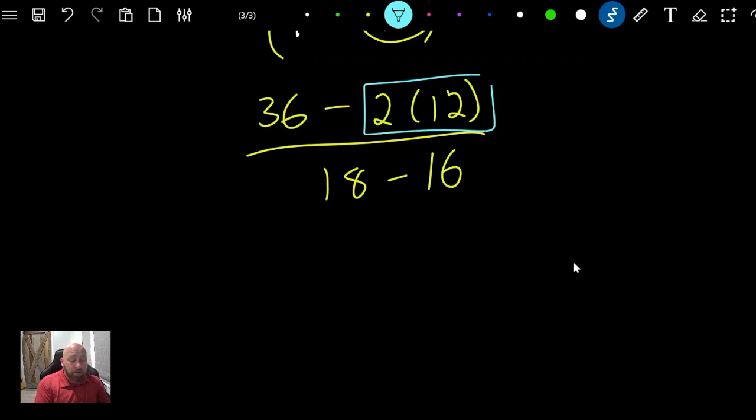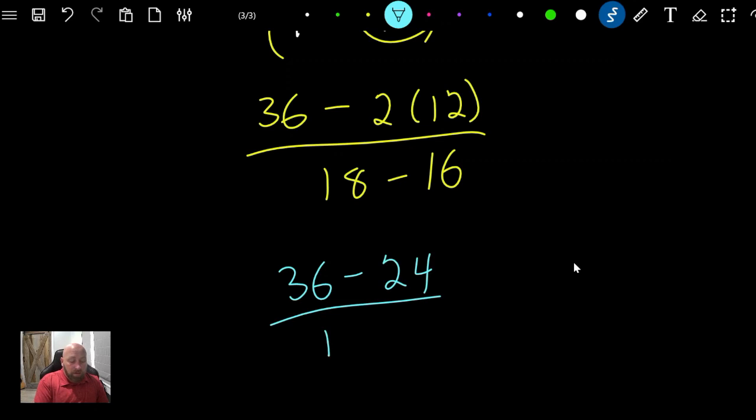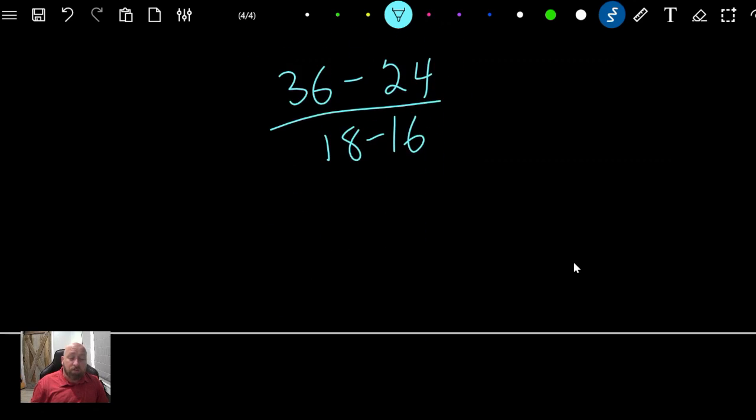All right, so we're simplifying it as we go, and what we want to do now is continue to follow order of operations. We get 36 minus, because this is multiplication, that comes before subtraction, 2 times 12, and it's 24. And then I'll go ahead and just write 18 minus 16 there. And then now we have two subtraction problems. So we just say 36 minus 24 gives me 12, and 18 minus 16 gives me 4. Now I have a simple division problem. Now I can finally do my division step.